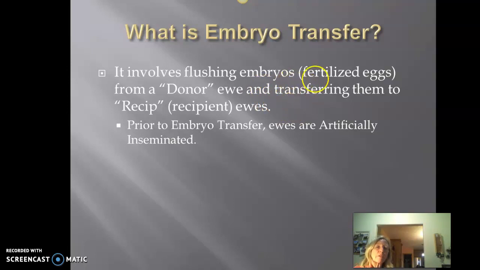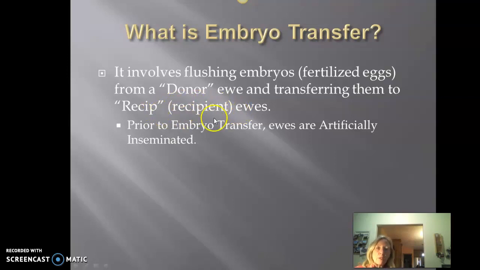And we grade and see those embryos under a microscope, and then we transfer them using the same AI process, but instead of injecting sperm into the reproductive tract, we actually inject an egg or 2 eggs. And so those ewes that get those eggs are called the recip ewes. So they're like the surrogate mothers.